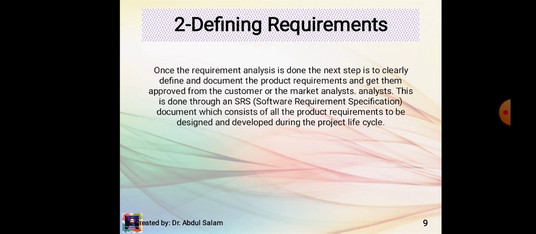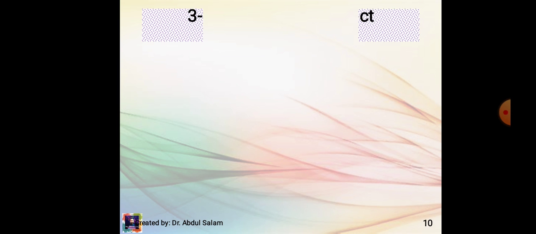Number 2 is defining requirements. Once the requirement analysis is done, the next step is to clearly define and document the product requirements and get them approved from the customer or the market analyst. This is done through an SRS, Software Requirement Specification, which consists of all the product requirements to be designed and developed during the project life cycle.